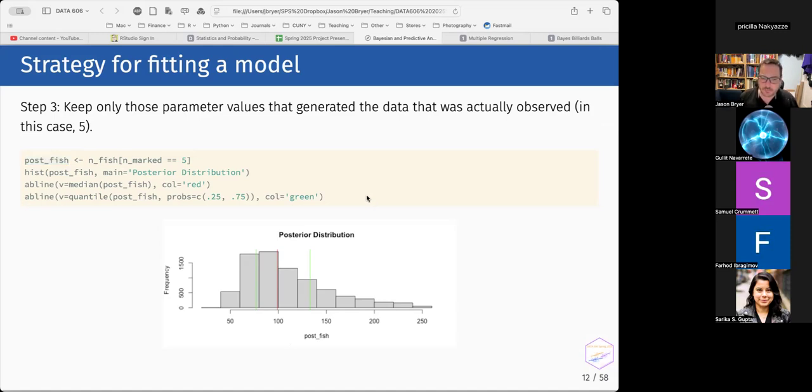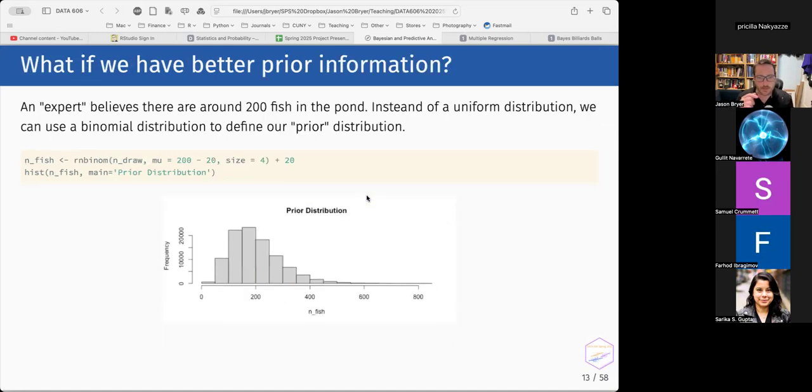I'm making no assumptions in terms of normality here. This is clearly a skewed distribution, but it doesn't matter. This distribution represents the probability of how many fish I think are in the pond. And I usually just take the center. In this case, I took the median because it is skewed instead of the mean. Okay. So here's where things get interesting.